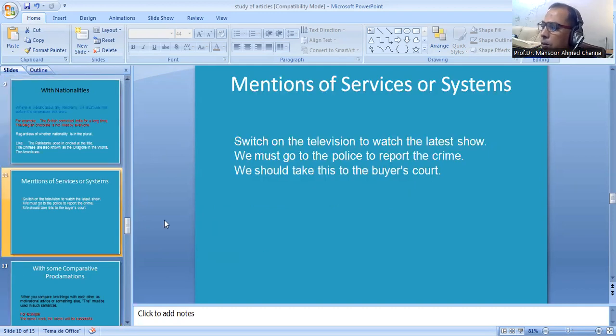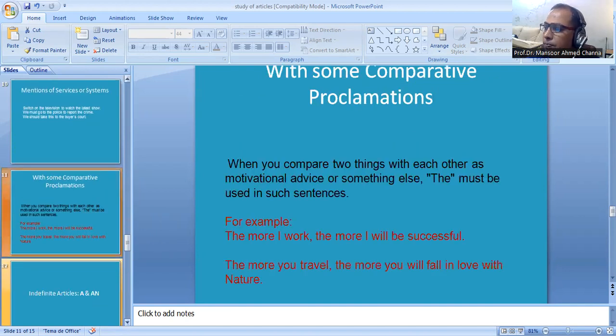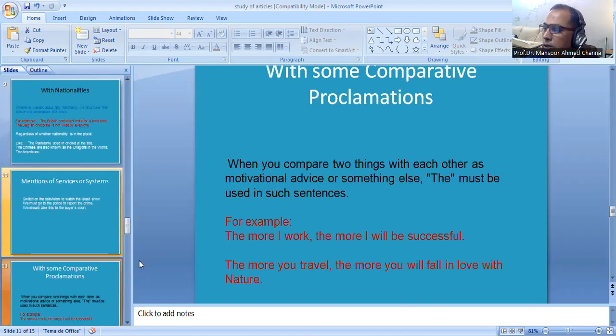When we mention services or systems, we use the. For example, switch on the television to watch the latest show. We must go to the police to report the crime. We should take this to the buyer's court with some proclamation. With some proclamation, we use the.